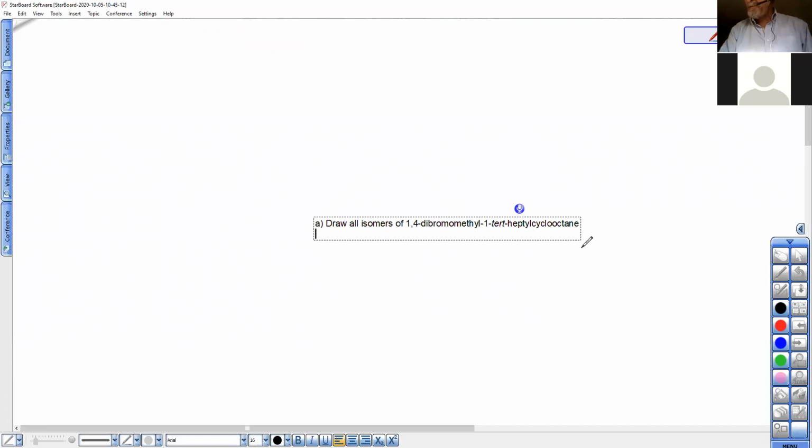And then B, label each stereocenter. Remember, stereocenter is a short form, as R or S. Each stereocenter, the word itself, is a short form for stereogenic center.